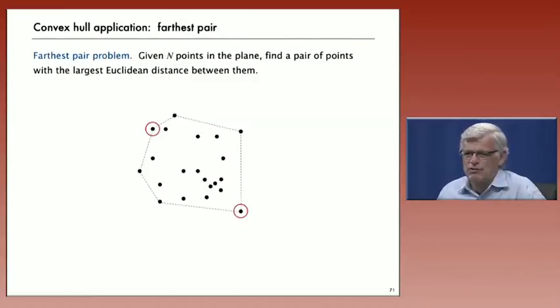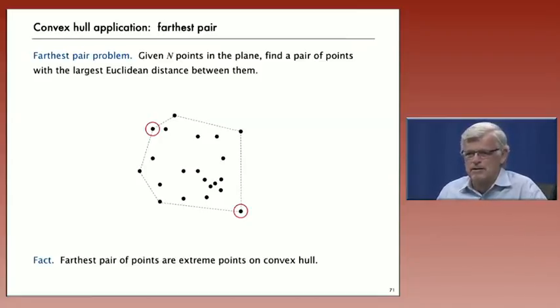Here's another application. If you want to find the pair of points that are the farthest apart in a set of points in the plane, this is sometimes important in statistical calculation or other applications, they're on the convex hull. If you have the convex hull, this computation is easy. They're going to be extreme points on the convex hull.